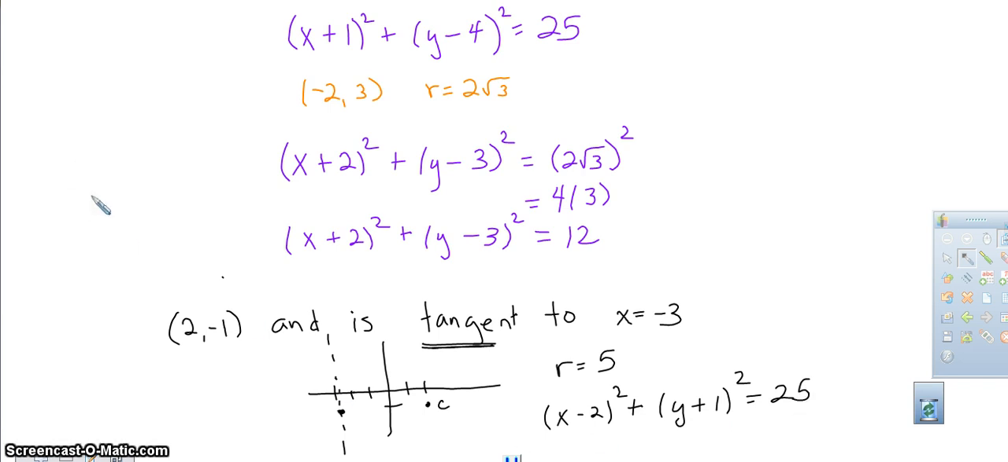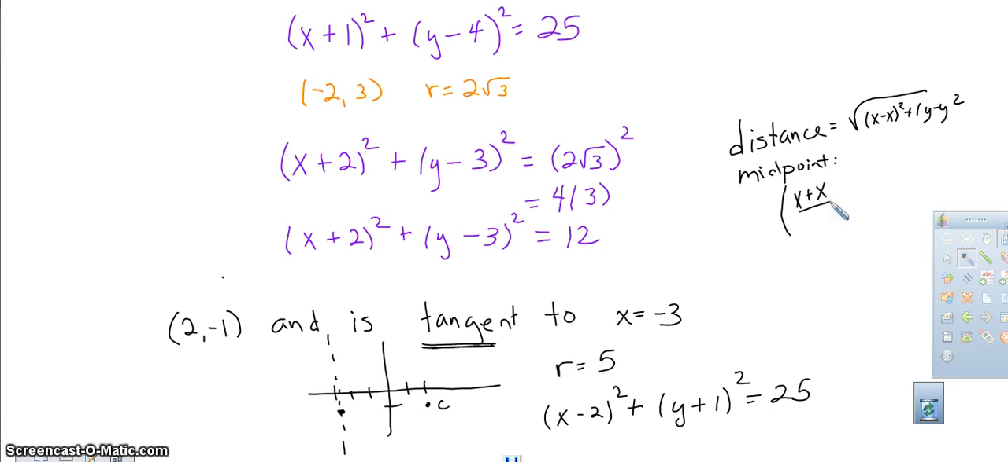Okay? And like I said, for some of the problems where you're writing equations, you may have to use the distance formula to find the radius. The distance formula, remember, is the square root of x minus x squared plus y minus y squared. And the midpoint formula would help you find the center. If you know two endpoints, the midpoint would be the center, which is an average, x plus x over 2, comma y plus y over 2, because it is a point, an ordered pair.